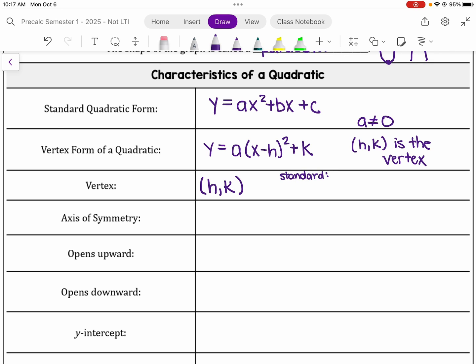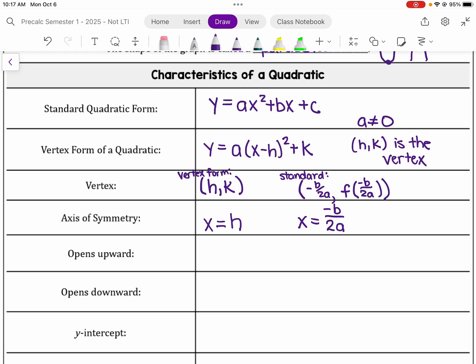If we are in standard form, we do negative b over 2a for the x value. And then we plug that number in. So the way we write that is f of negative b over 2a for the y value. Okay, so maybe on this one we say that's the vertex form. And then for standard form, it's negative b over 2a and then f of negative b over 2a. The axis of symmetry is always a vertical line, so we have to put x equals. And it's always whatever the x value of the vertex is. So that could be either h or negative b over 2a, depending on which formula you're looking at.